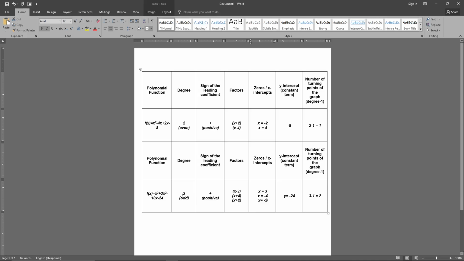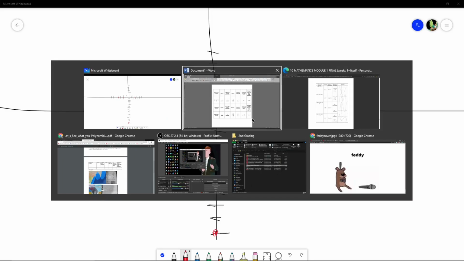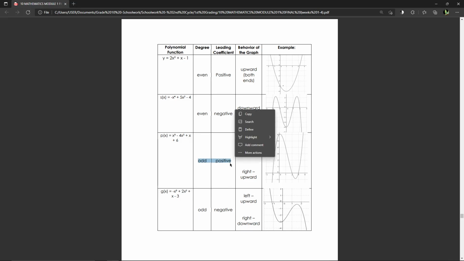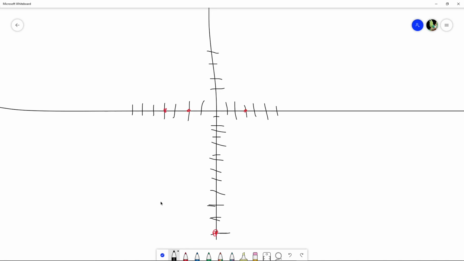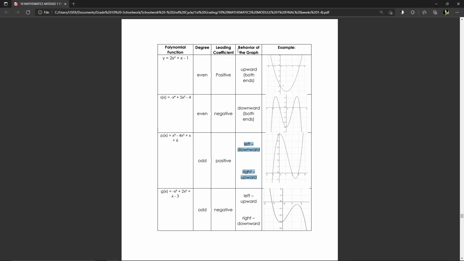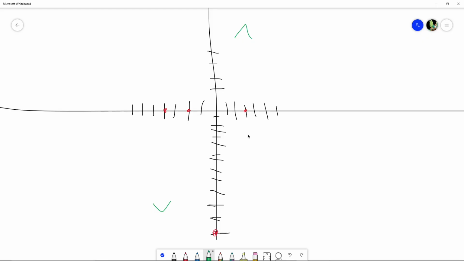So based on the behavior, we have an odd degree and positive leading coefficient. Odd and positive has a behavior of left downward and right upward. So from the leftmost, left downward, right upward. Alright. Now, this is going to be a tricky part. Normally you would go here and here, but we don't know where we're going to turn, so we're going to solve for that.